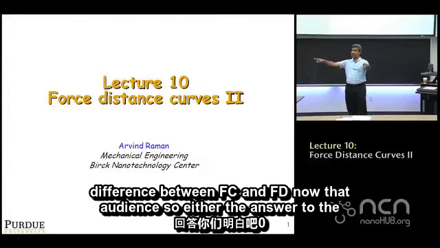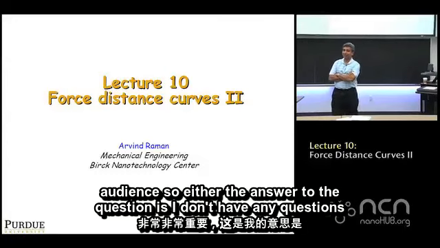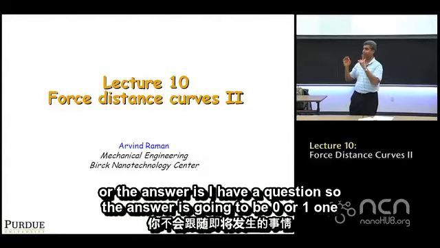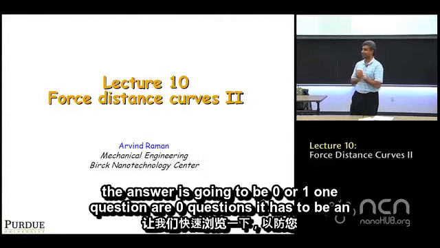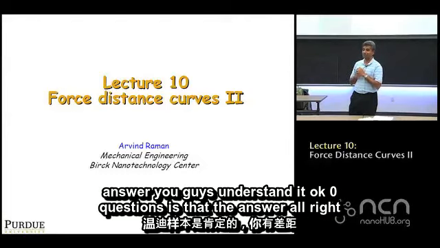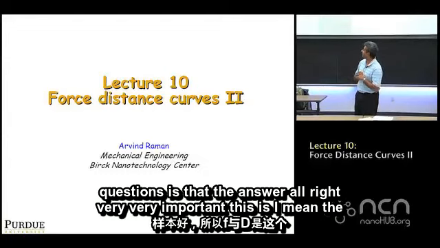So either the answer to the question is, I don't have any questions, or the answer is, I have a question. So the answer is going to be 0 or 1. 1 question or 0 questions. It has to be an answer. Do you guys understand it? Okay, 0 questions. Is that the answer? All right.